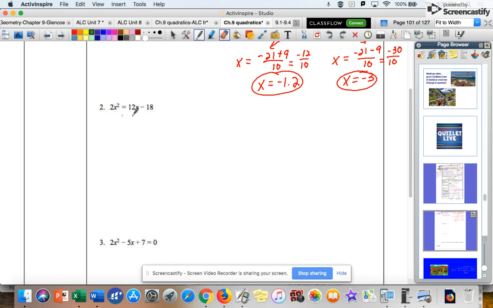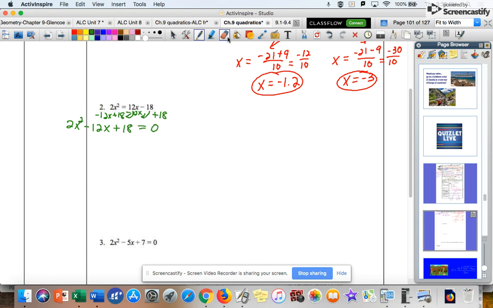All right, so this equation, notice, is nowhere close to being set equal to 0. So we're going to move these over to the other side of the equation so we have it all set equal to 0. So 2x squared, and then we're going to subtract 12x, and we're going to add 18. So we're going to undo it from the right side and move it over to the left. So minus 12x plus 18 over here. So we're going to have 2x squared minus 12x plus 18 equals 0.